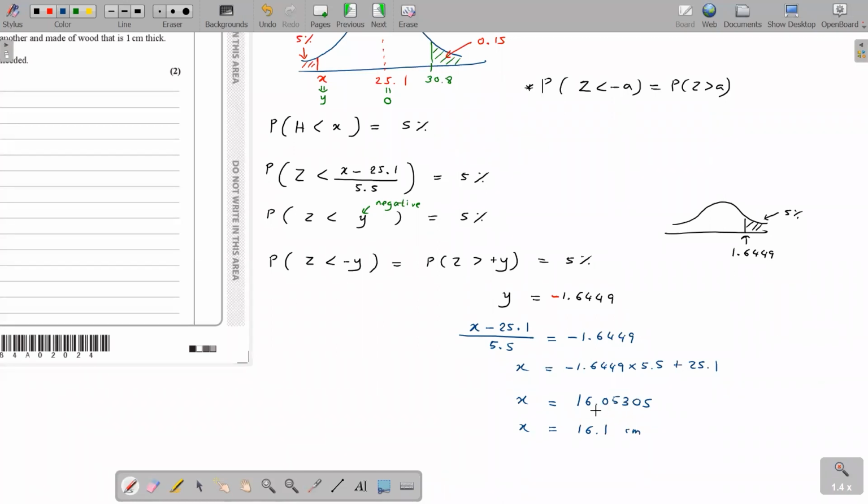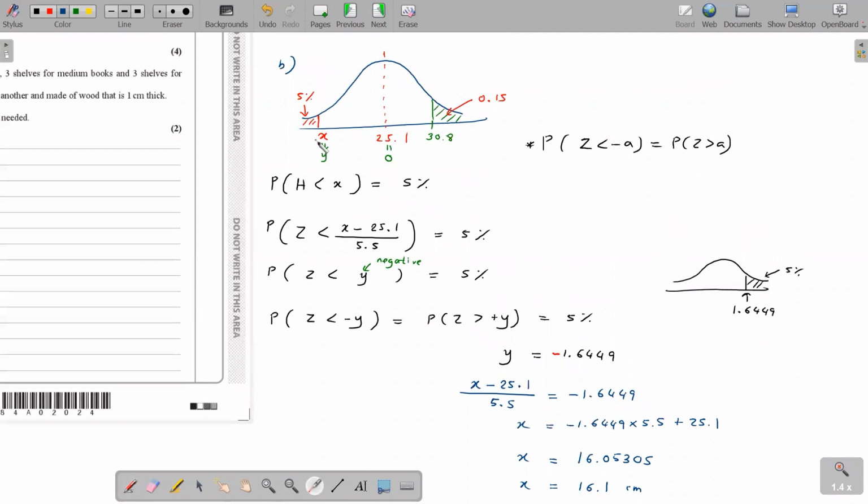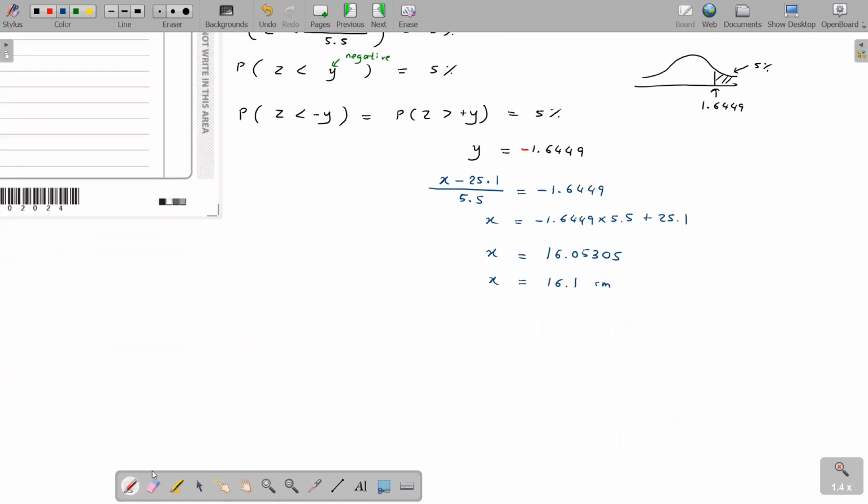So this is where the 16.1 centimeter is where the lowest 5% of books start. The lowest 5% of books are below 16.1. So what are the books we are keeping on the shelf? The heights of the books on the shelf range from 16.1 to the highest value, which was 30.8, right? From 16.1 to 30.8. So this is the range of the height of the books on the shelf. Is this okay?